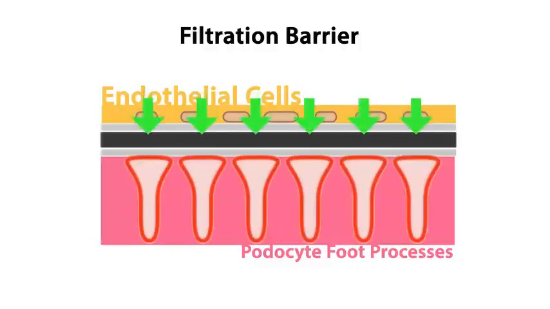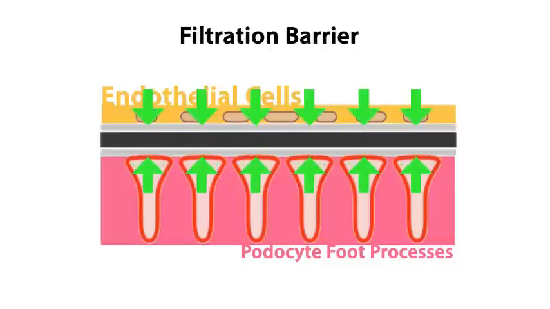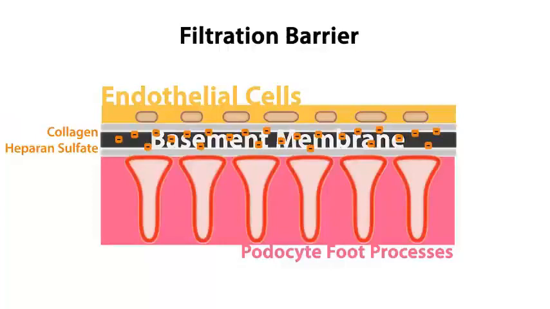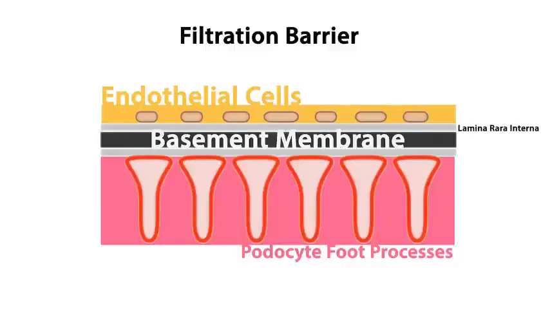Together, the endothelial cells and podocyte foot processes secrete extracellular matrix proteins that form the glomerular basement membrane, or GBM, which is composed of matrix proteins like collagen and heparan sulfate. The GBM measures approximately 250 to 350 nanometers in thickness and has three distinct layers, or lamina. They are the lamina rara interna, which lies next to the glomerular capillary endothelial cells, the lamina rara externa, which lies next to the foot processes, and the lamina densa, which lies between the lamina rara interna and externa.